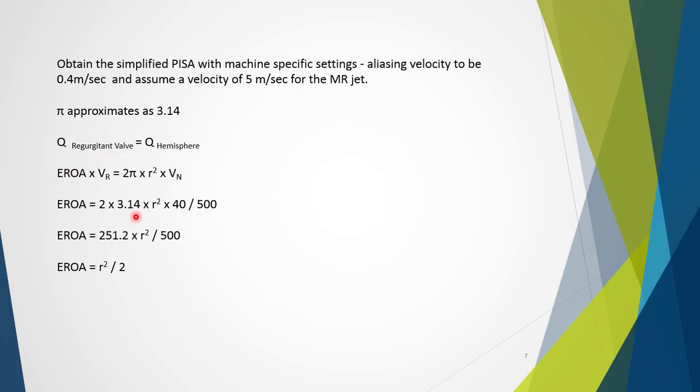Working with our PISA equation, we can substitute in the numbers. So 2 times 3.14 times the radius squared times 40 divided by 500. This then works out to be 251.2 times the radius squared divided by 500, or roughly the radius squared divided by 2.